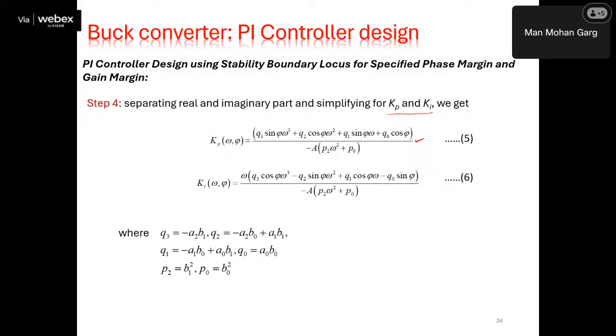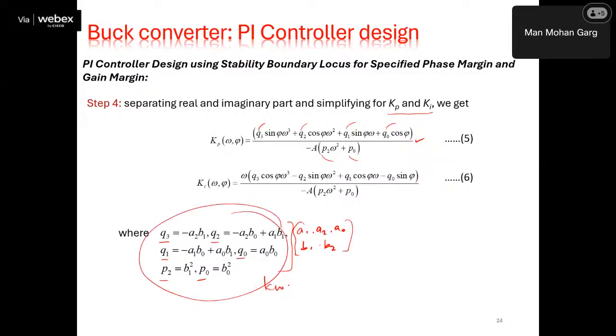Kp of omega, phi is equal to these new terms, where we have again defined some variables: Q3, Q2, Q1, Q naught, P2, P naught. What we see is all these terms are functions of A1, A2, A naught, B1, B2 only. These are the transfer function parameters. So it means all these things are known to us.